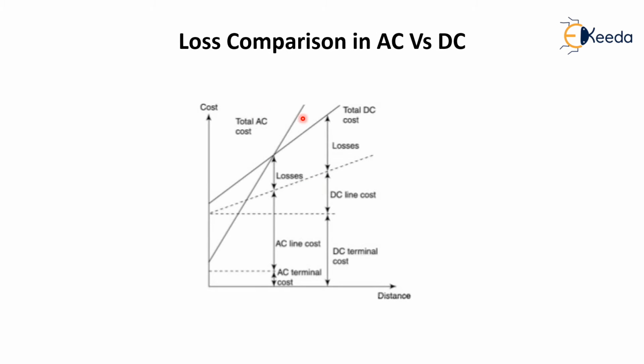So this is again the same curve, additionally showing the losses incurred by the AC and DC lines. From the graph itself you can see the initial cost of AC is less, the initial cost of DC is high, the operation cost of AC is high, and the operation cost of DC is less. When it comes to losses, losses in AC will be comparatively high and losses in DC will be comparatively less.